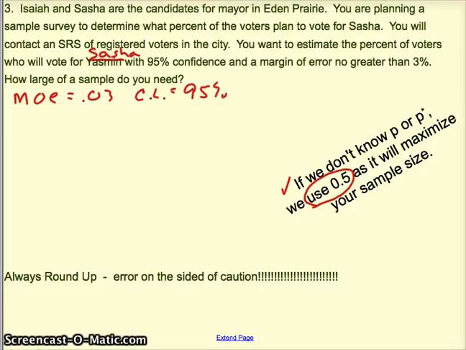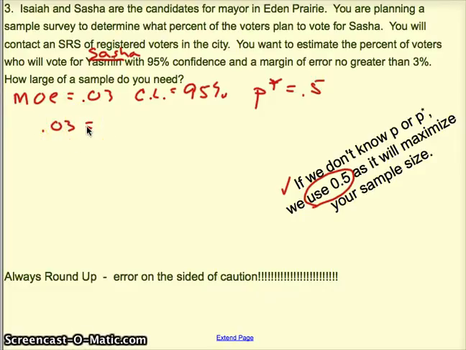It'll result in a slightly smaller sample size. But if we have no clue about what the proportion might be, then we'll default to 0.5. So in this case, we have no clue, so we're going to use 0.5. So at this point, it's just sort of basic algebra. I want a margin of error of 0.03.